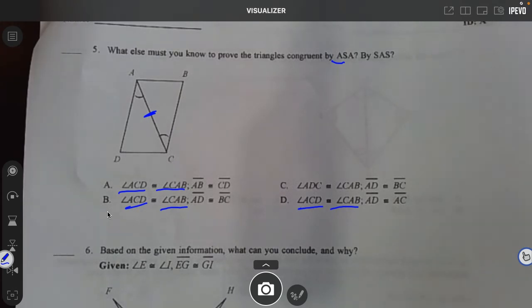AD. Yep, BC. AD and BC. So which one of those answer choices has AD and BC? D. What's going on? Didn't we have this one yesterday, y'all? I thought we had one just like this yesterday. Yeah, just like that. Okay.